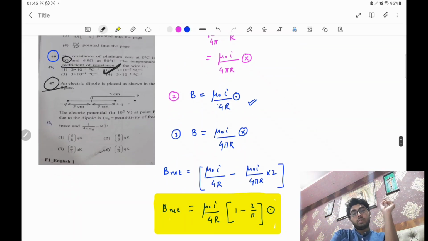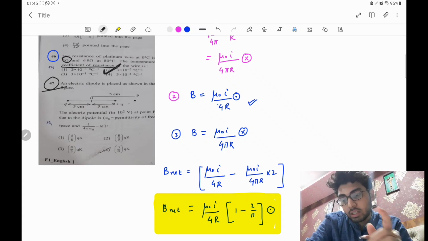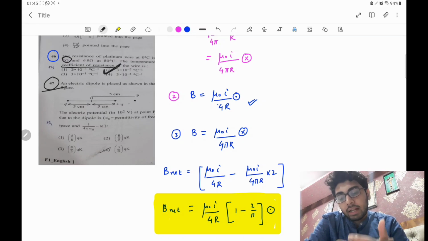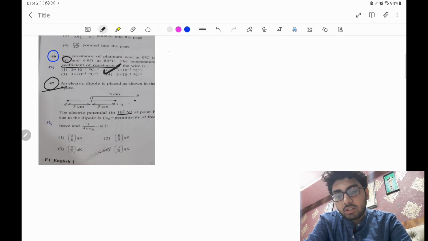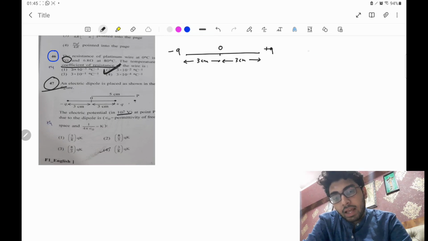Next question, question number 47. In question number 47, an electric dipole has been given of length 6 cm, and you have been asked to find out the electric potential at the point P. So this is actually a very simple question. The electric potential has been asked in 10 to the power 2 or 10 square volt. Okay, just let me erase this part, and let me write it here itself. So the given situation is like that: minus Q and plus Q, two charges are given, and this is the point O, this is the distance 3 cm, and this is another 3 cm, and I have to calculate the potential at this particular point P.